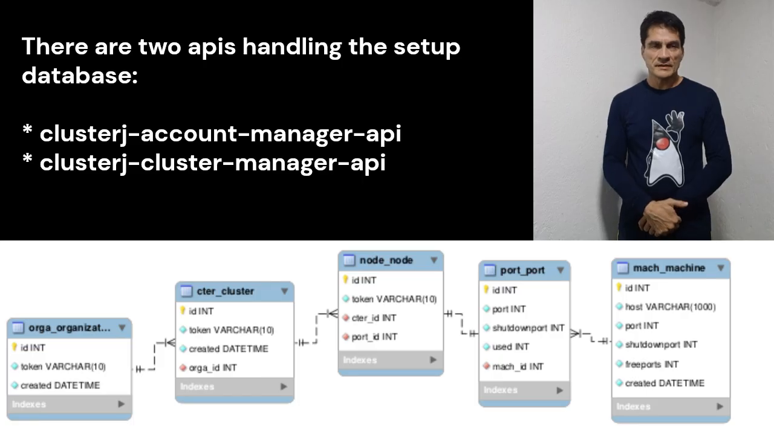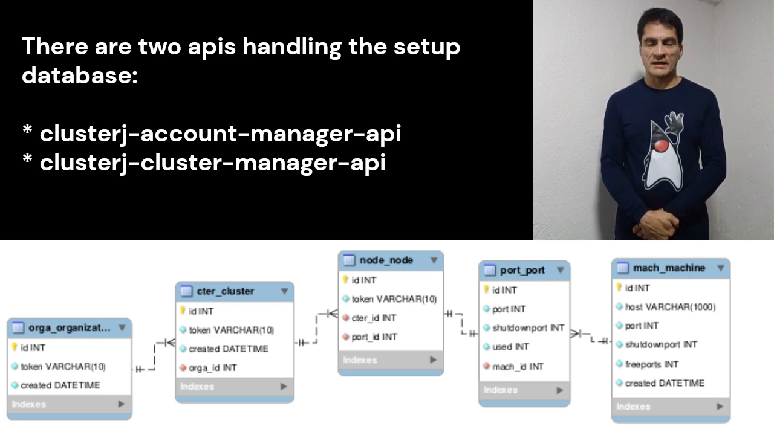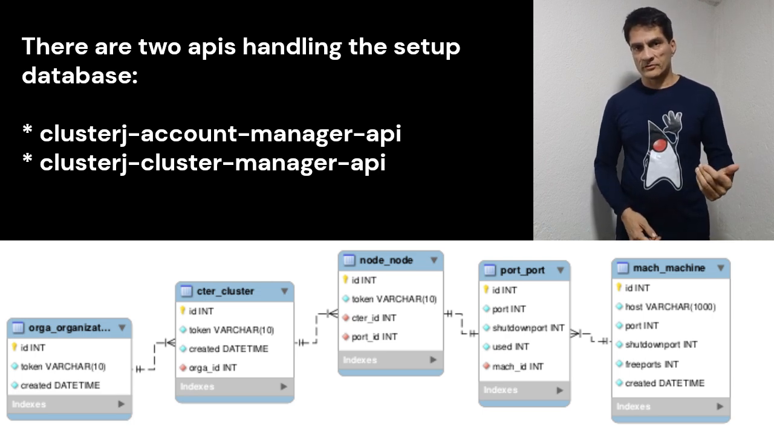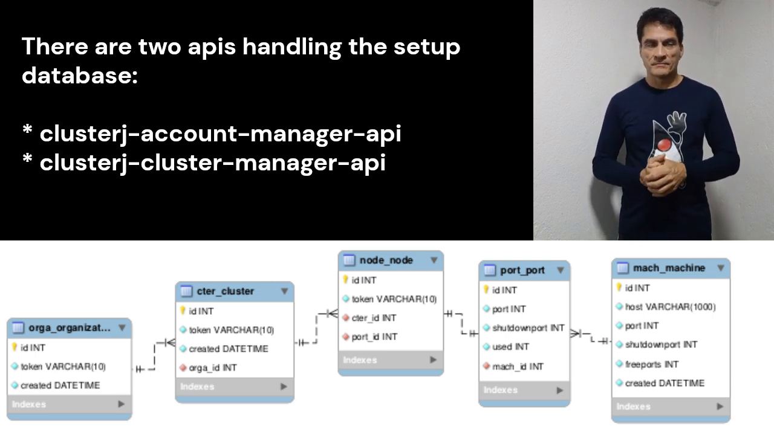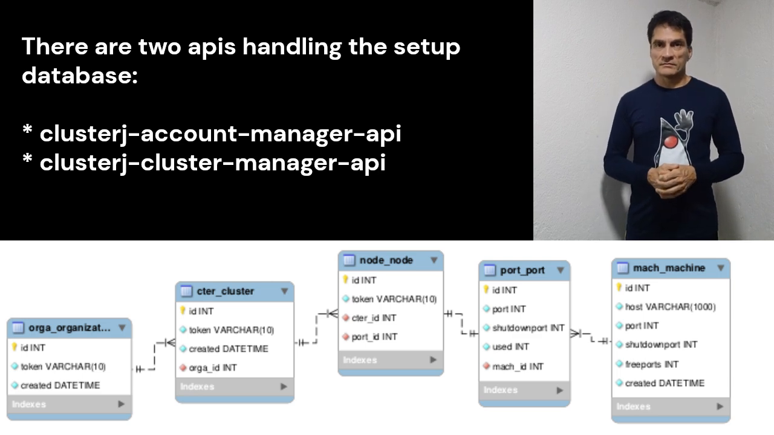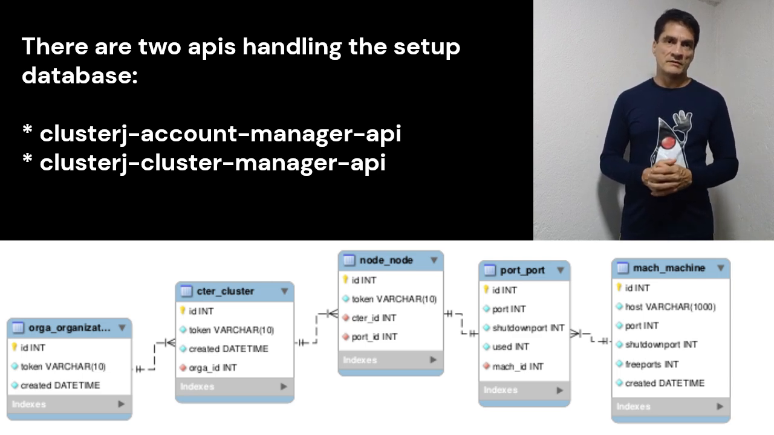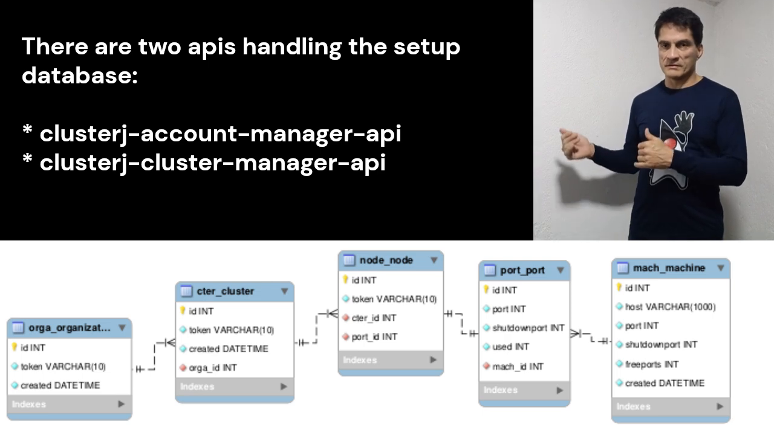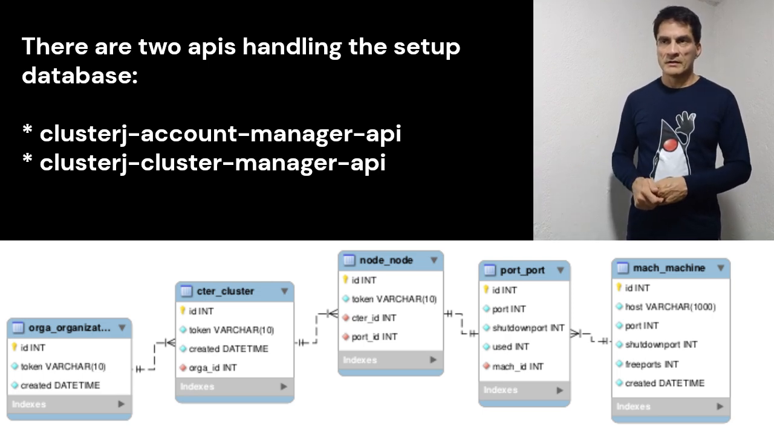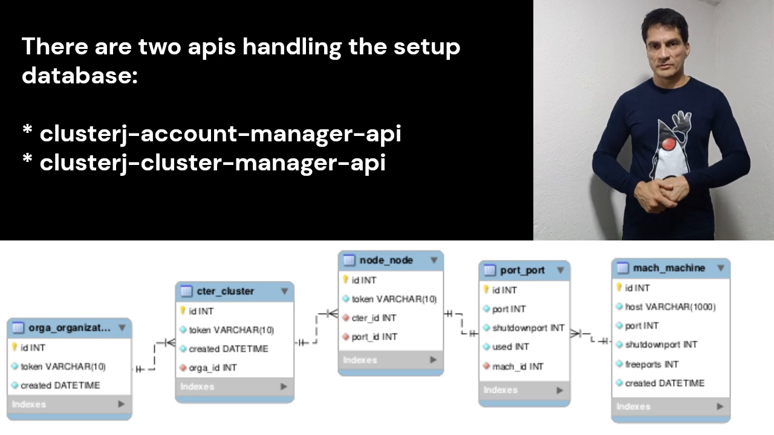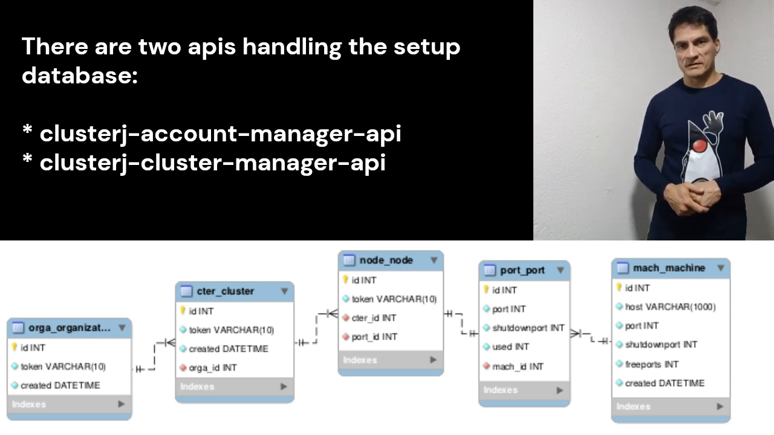The setup has its own database, that is a MySQL server, which has a database holding a set of information required by the cluster: the user accounts, the organizations, the clusters, the nodes, the machines, either physical or virtual, the ports available to be used by the Tomcats in the cluster system.